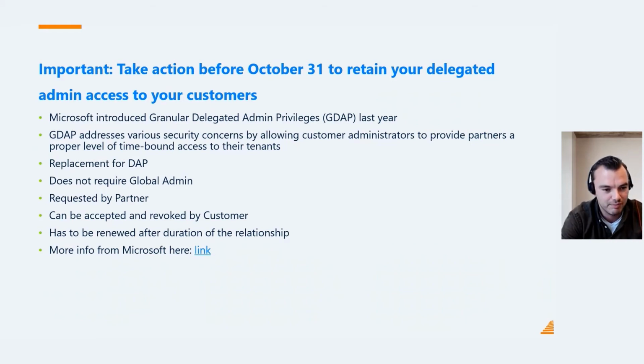Just as a summary, we covered this also many times before, but you need to request it as a partner. It can be accepted and revoked by the customer, and it has to be renewed after the duration of the relationship has expired. And also more information is available, but please invest some time over here, because it will take some effort to change this for all your customers. So you have basically a little more than a month to change that.